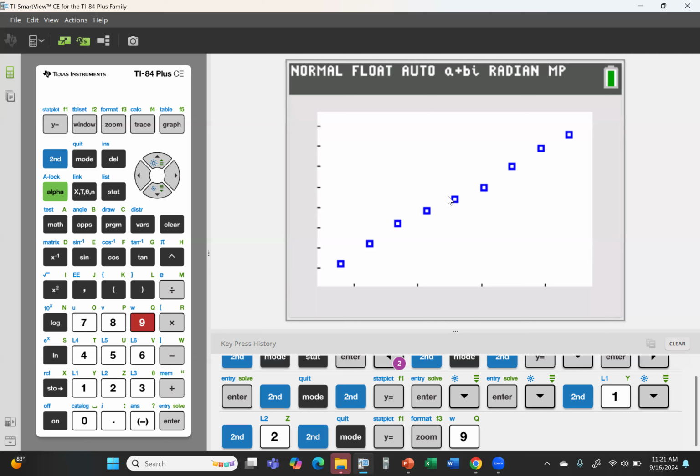It is approximately linear. Okay, the next part of this problem is they want you to graph the equation of a model over the top of this graph. So let's go back to the slides.